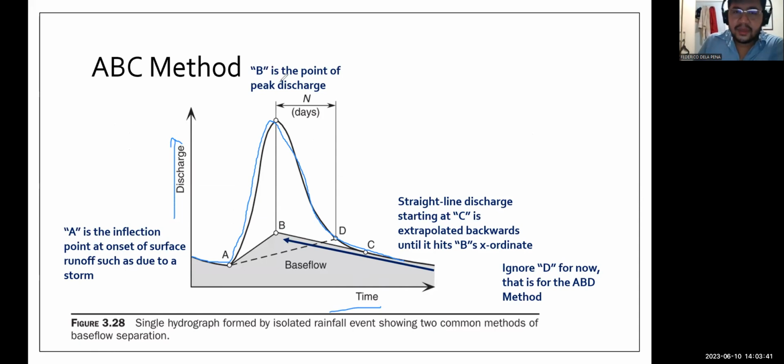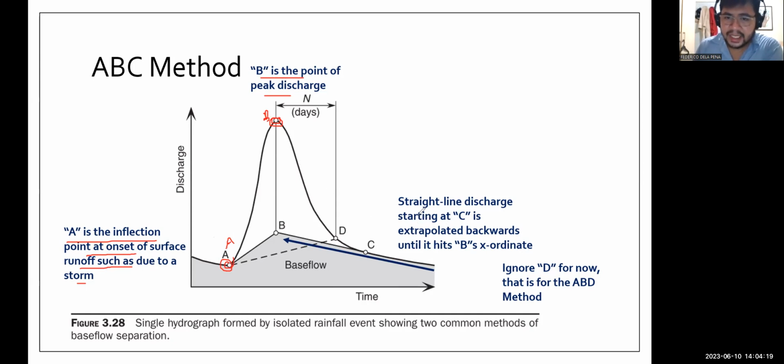Okay? And what we're doing here is the ABC method, where we are basically starting with the A. A is the inflection point, indicating the onset of surface runoff due to a storm. So this is your inflection point where your discharge has dramatically increased. And then point B is the point of your peak discharge, this one. So this is A and this is B.